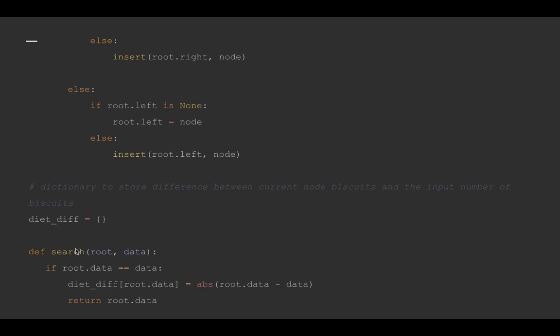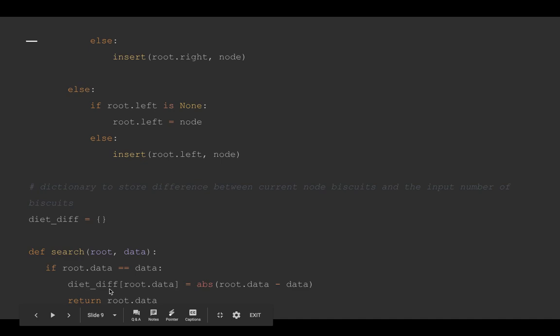Now this is a search function, and it will also take the root and the data. Because the search starts from the root and we need some data to search, that is obvious. So now we will check if the data inside the root is the data or not. We will check it. And now here is the part.